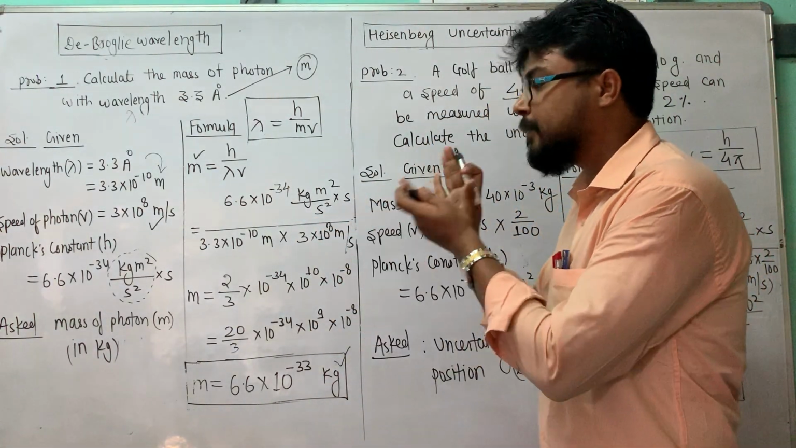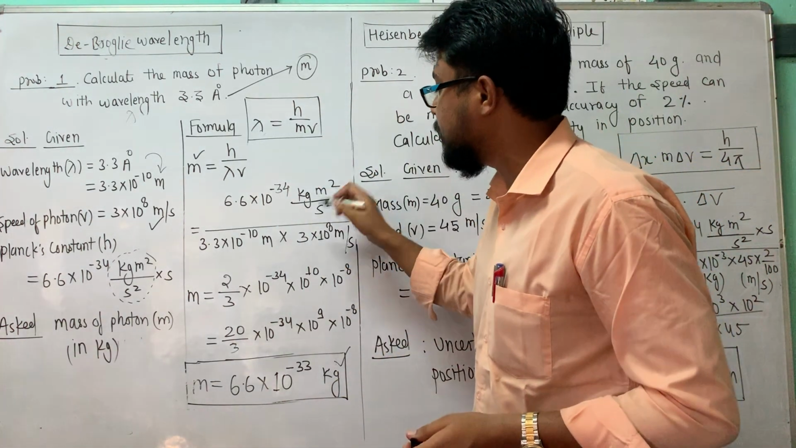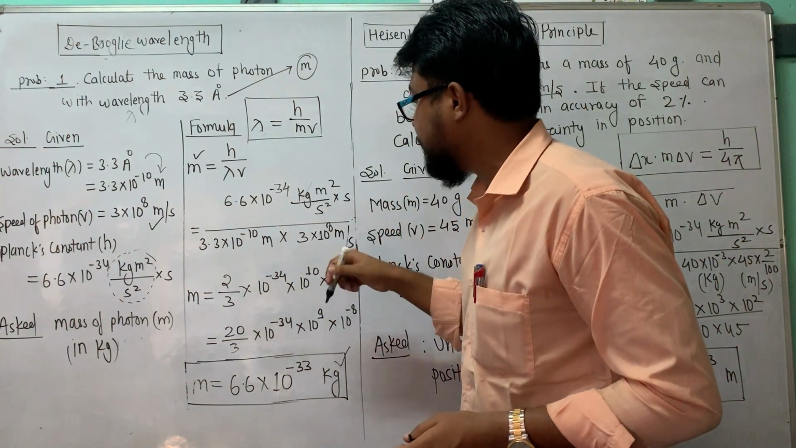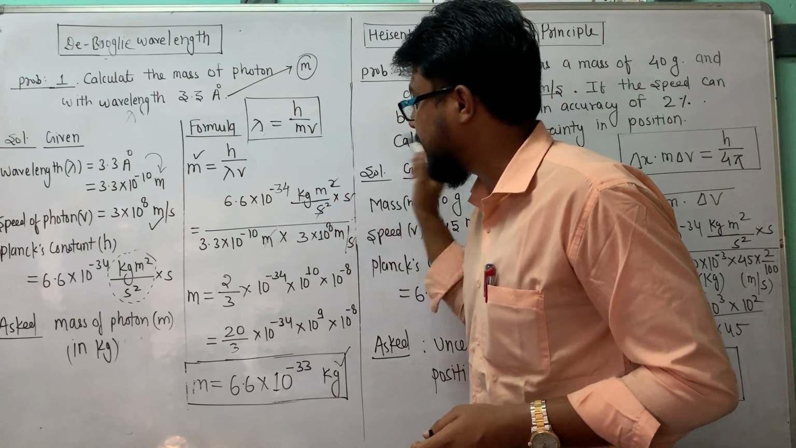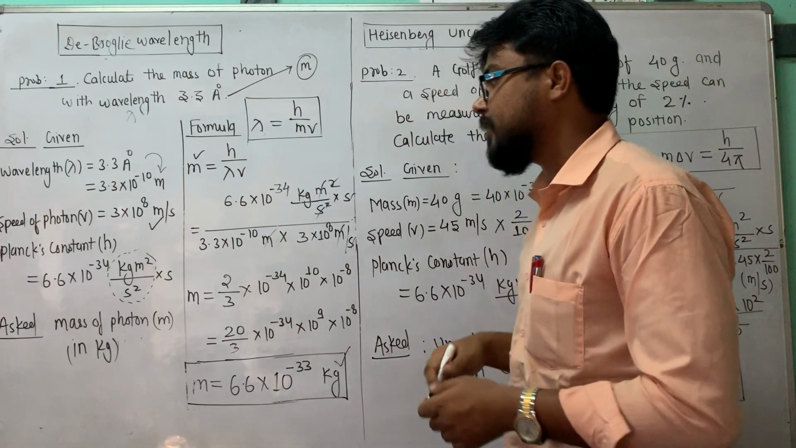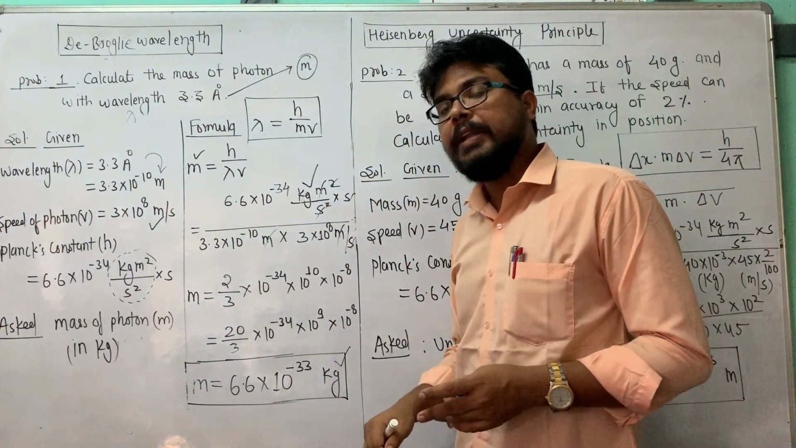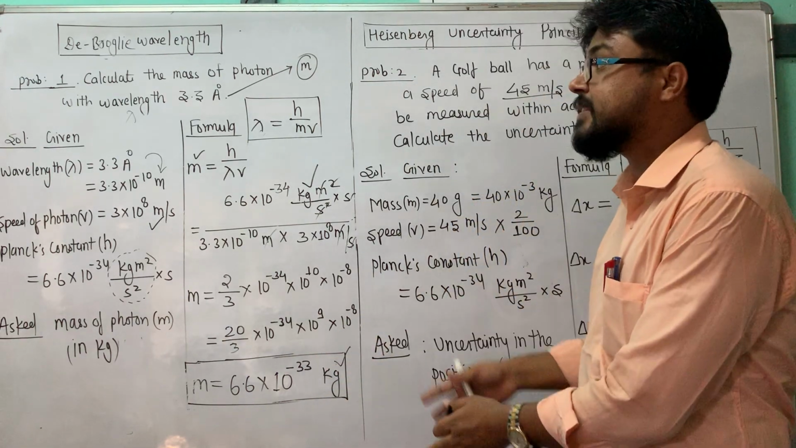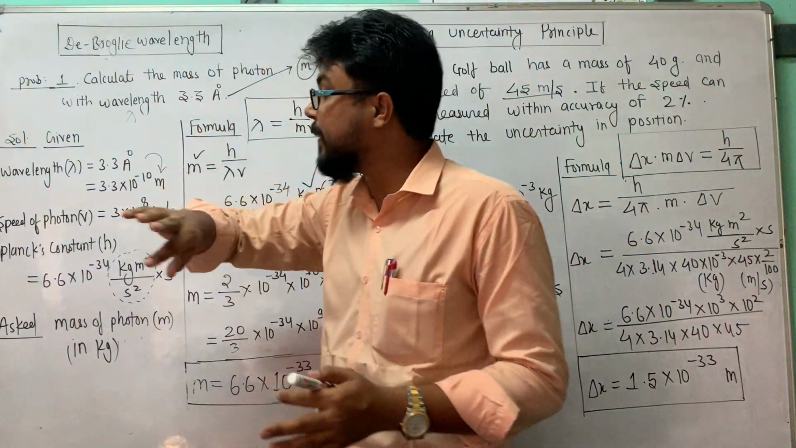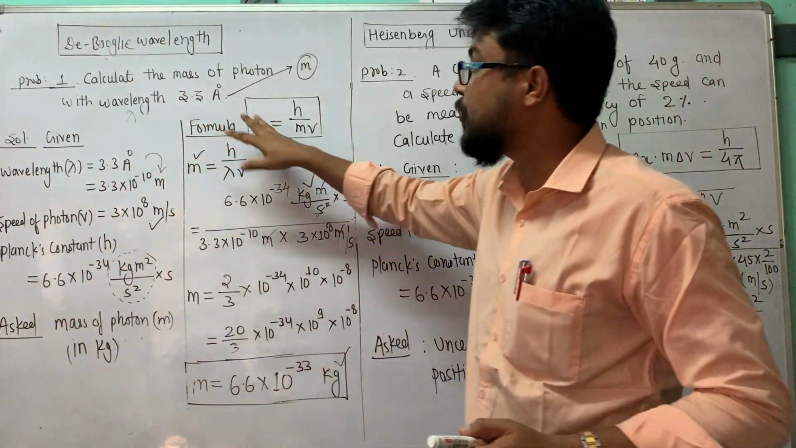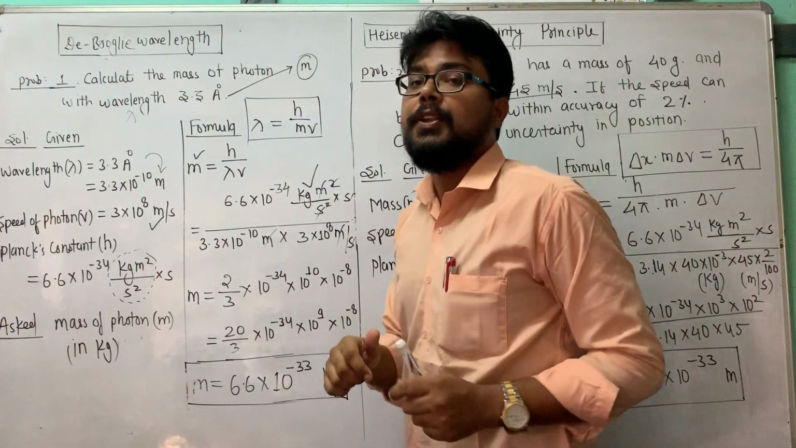Very common numerical, very simple calculation. When you solve this, you can check kilogram will be here. Next, second to second will be cancelled, and meter to meter will be cancelled, which means the only thing left will be kilogram, right? So the answer will be 6.6 × 10 to the power minus 33 kilogram. This is the final answer for this question. It means I have to write in 3 segments. Number 1 given, number 2 asked, and number 3 what formula I am going to use for that particular numerical.